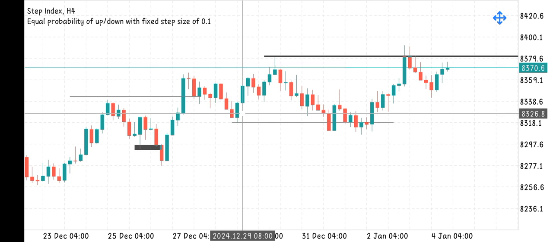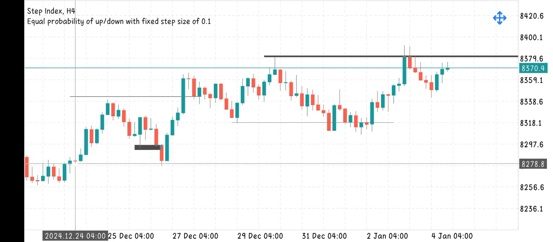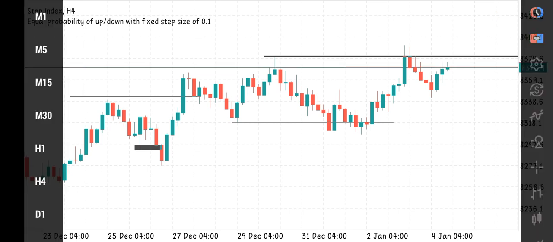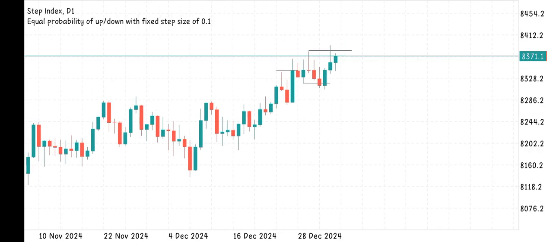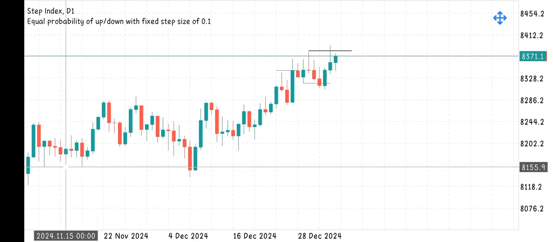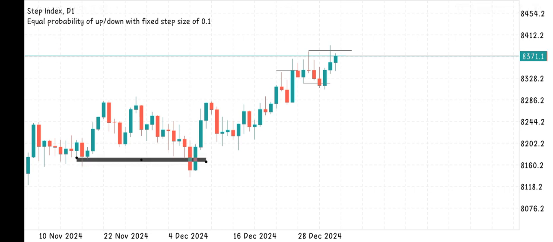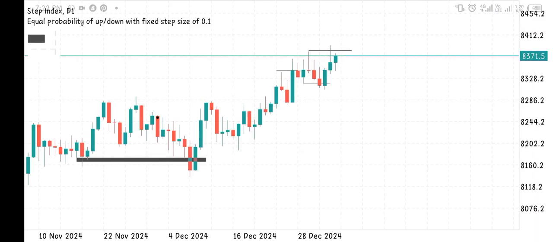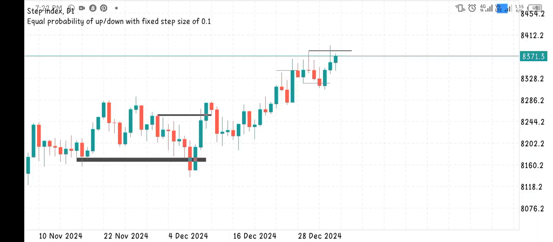I wish to explain why this happened. If you pay attention to this move, before the move started, let's go back to daily to see it properly. Here we have this low. There was a gap on the daily time frame. It started here. So we had a structure, like a shift. The market came back to touch the order block.